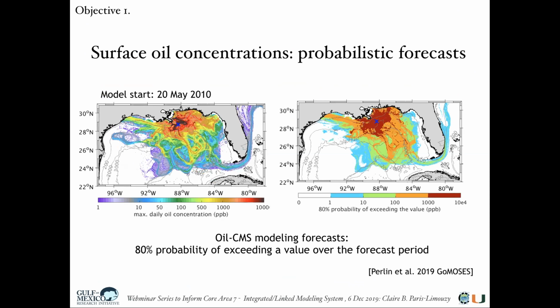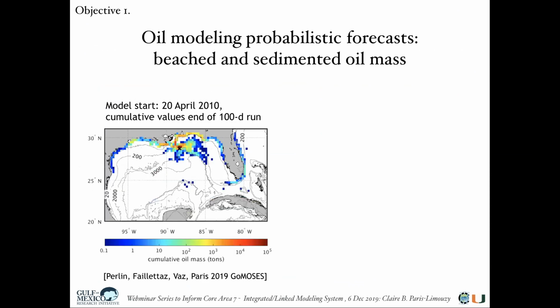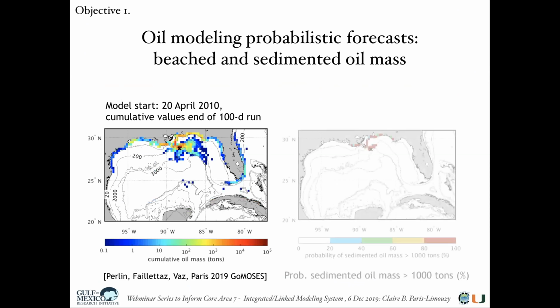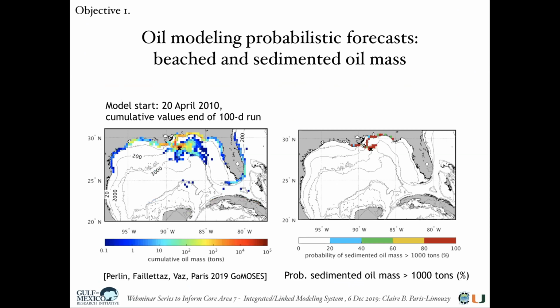So we can do the same to look at probability of exceeding a given value during any day of a forecast period, but also looking at the same way we can compute the probability of beach oil and sedimented oil mass. And I want to point out that there is no intrinsic value of the forecast; it is used only to make decisions. For example, here you can produce a map of the probability of sedimented oil mass that exceeds 1,000 tons along the shore, and the probability of exceeding a given value at the end of a 100-day run.